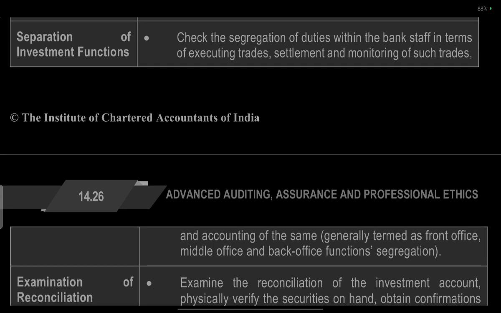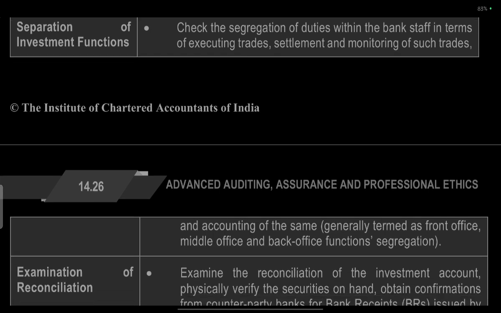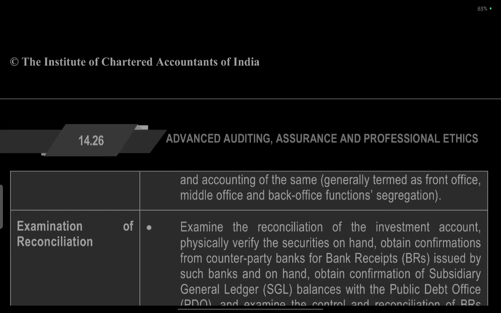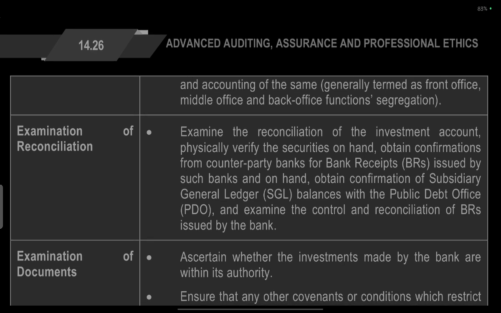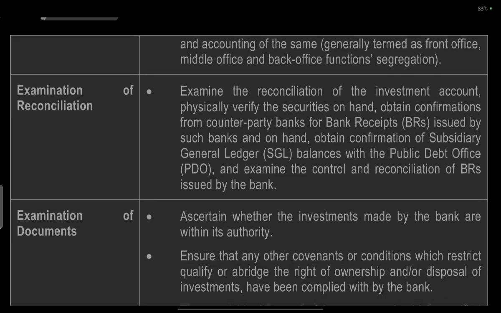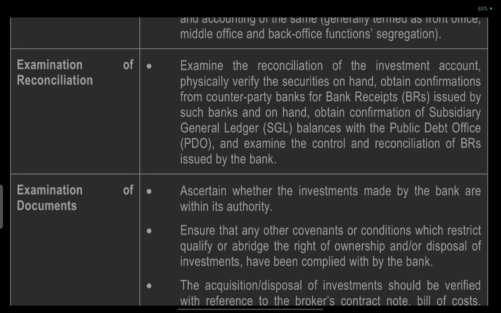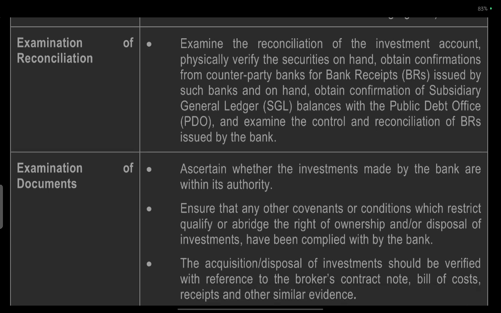Check the segregation of duties within the bank staff in terms of execution, settlements, and monitoring of such trades, in accordance with the internal structure of front office, middle office, and back office function segregation. Examination of reconciliation: examine the reconciliation of investment accounts physically verified with securities on hand. Obtain confirmation from counterparty banks for bank receipts (BRs) issued by such banks and on hand. Obtain confirmation from the subsidiary ledger, general ledger, and balance with the Public Debt Office, and examine the controls over reconciliation of BRs issued by the bank.